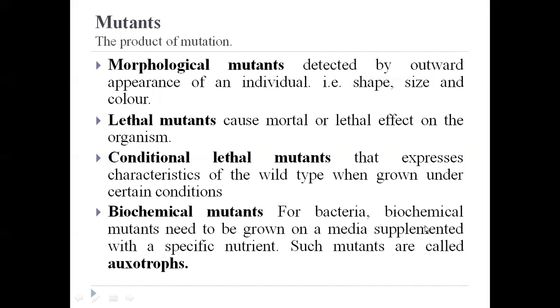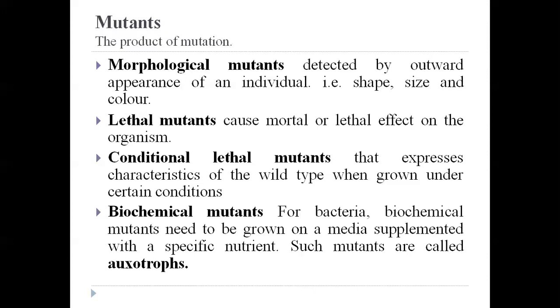Biochemical mutants for bacteria need to grow in media supplemented with specific nutrients. Such mutants are called auxotrophs. So auxotrophs are nothing but biochemical mutants that are used to detect mutation in bacteria. This is an important thing you need to remember. Auxotrophs are the biochemical mutants that can be useful to detect mutation in bacteria.